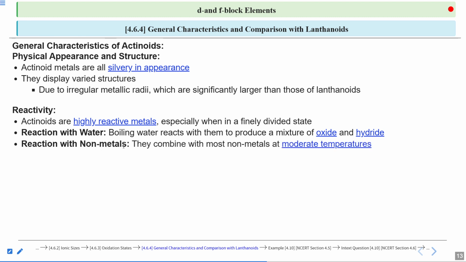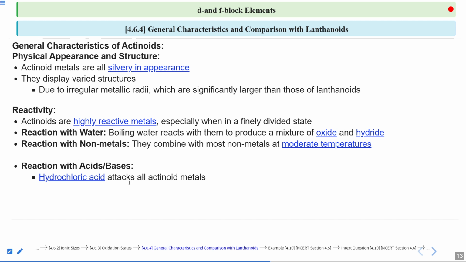Now reaction with nonmetals. The actinoids combine with most nonmetals at moderate temperature. Reactions with acids and bases. What happens when actinoids react with acids and bases? Hydrochloric acid, HCl, attacks all the actinoid metals. Okay, hydrochloric acid can attack all the actinoid metals.